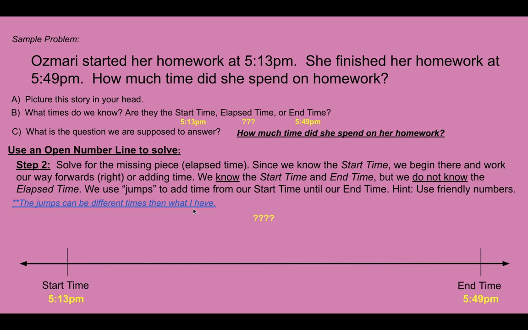So here's our number line that we labeled from the slide before. We have our start time always on the left at 5:13. Our end time always on the right at 5:49. And we're trying to solve for this elapsed time. So we want to get from 5:13 all the way to 5:49. So I'm going to go ahead and make a first jump.